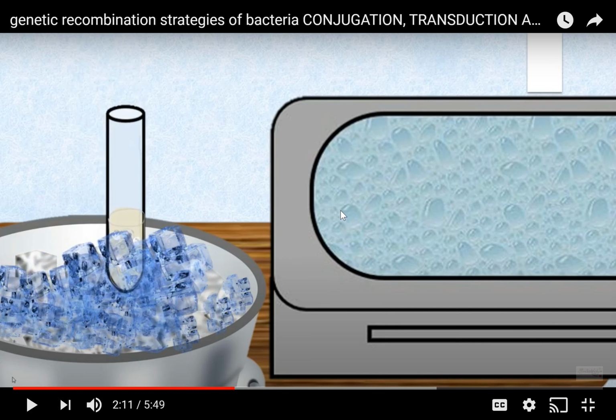So we talked about how temperature has an impact on cell membranes, right? When the temperature goes up, they become more fluid. When the temperature goes down, they become more densely packed. So by heat shocking them, you're opening up those cell membranes.